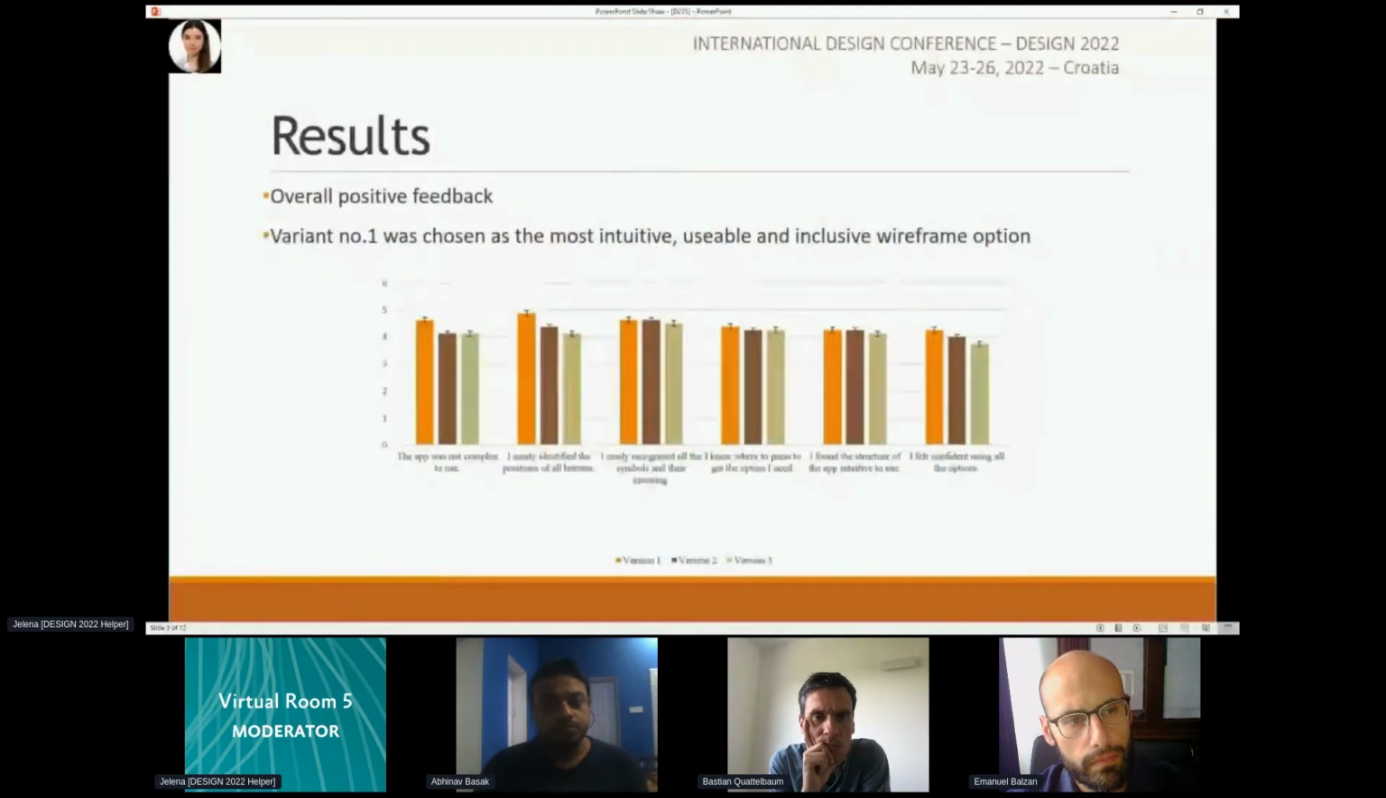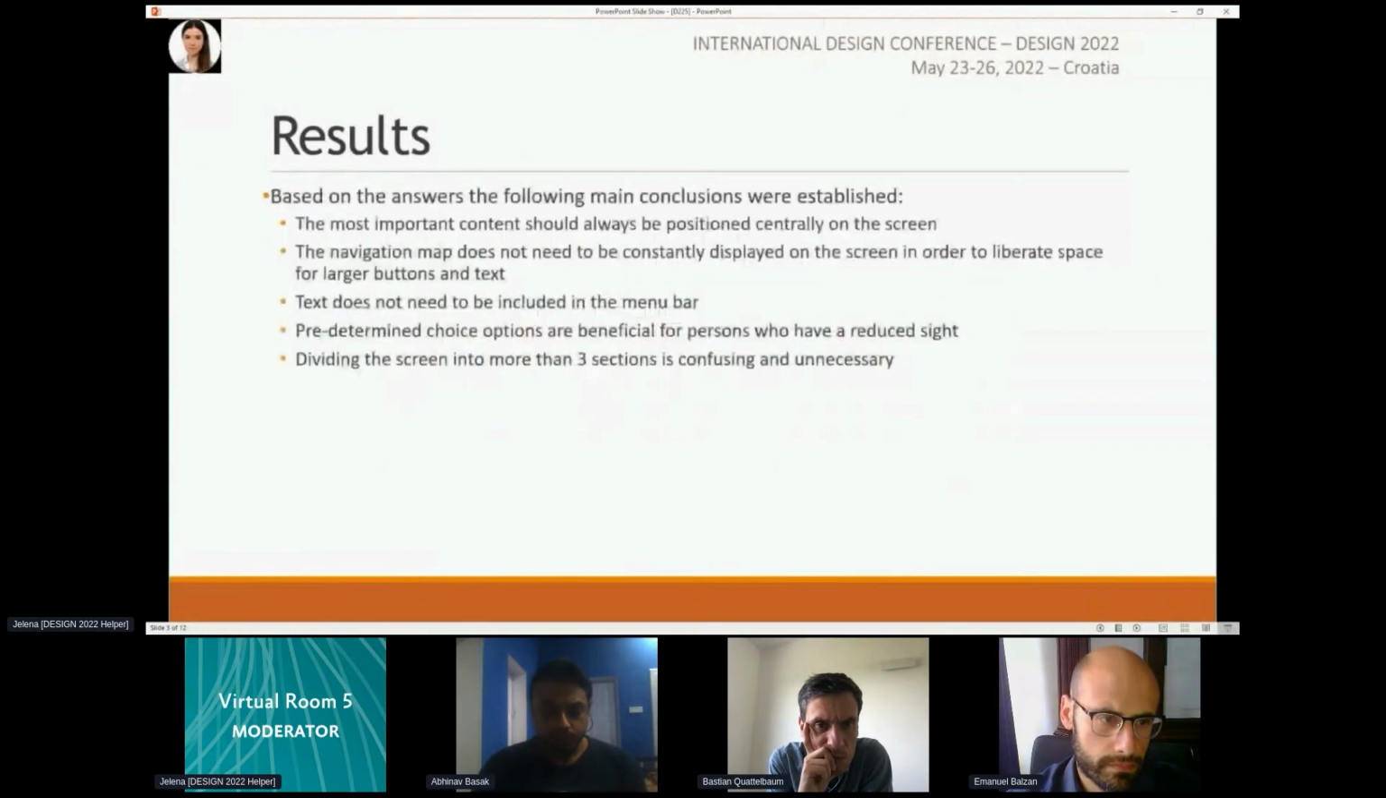The results showed an overall positive feedback, and variant number 1 was chosen as most intuitive, usable, and inclusive wireframe option. Based on this, there are some conclusions which were drawn. Firstly, the most important content should always be positioned centrally on the screen. Secondly, the navigation map does not need to be continuously displayed on the screen in order to liberate space for larger buttons and text.